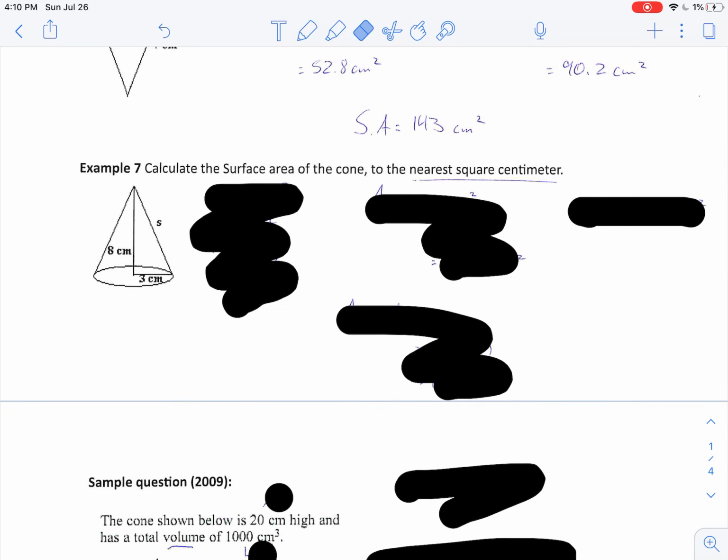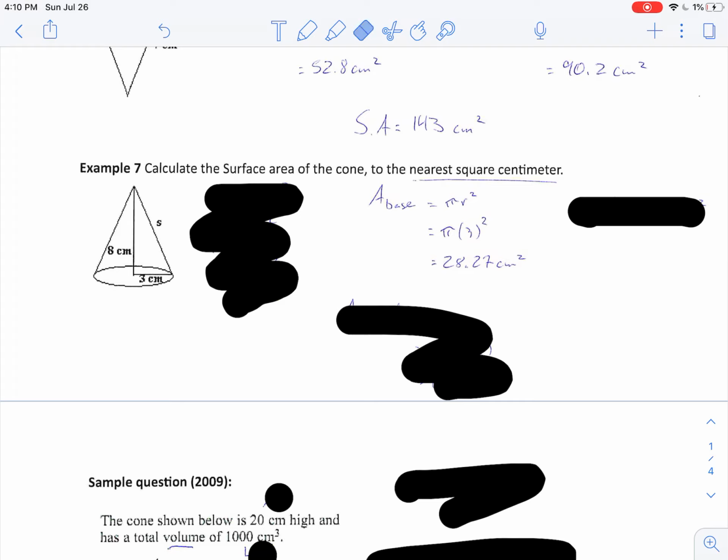Now we're going to calculate the surface area of the cone to the nearest square centimeter. Here's my cone. I have a radius of 3, a height of 8, and this is my slant height, which is s. Right away, we should be looking at what we need to figure out here. You could do it one of two ways: calculate the slant height first, or calculate the area of the base, whichever you wish. If you calculate the area of the base first, you get a value of 28.27 centimeters squared, because you know your radius of 3. Plugging it into your formula, you get your answer.